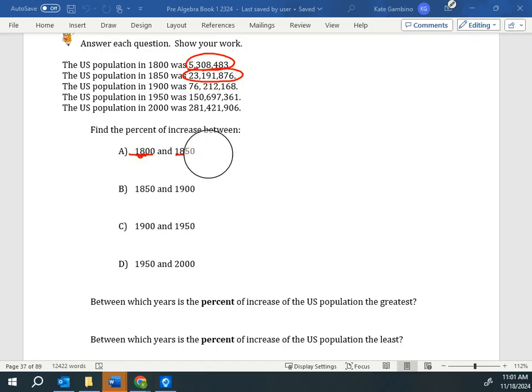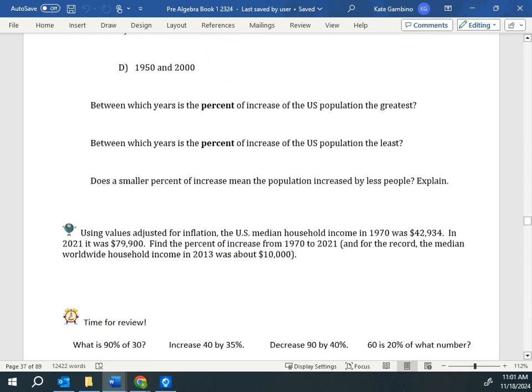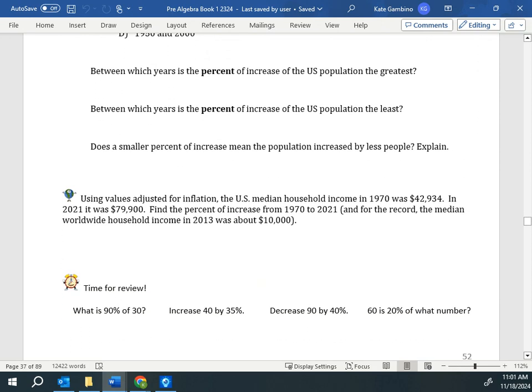As we go down, let's look at some of these problems. Between which years is the percent of increase the greatest? Well, you're going to answer all those questions. You're going to find those percents of increase. Find the one that has the biggest percentage. Okay, write those numbers down.